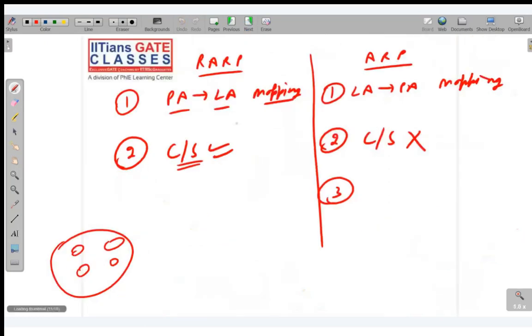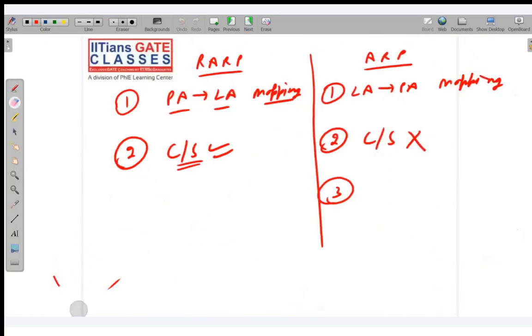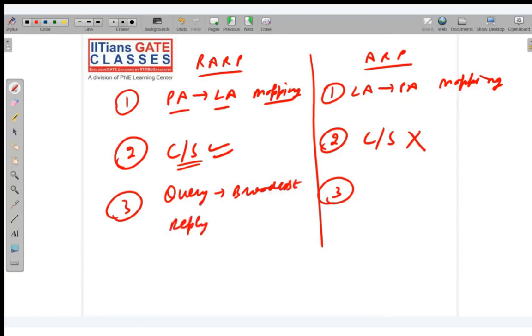Same thing. Okay, let me write it. The next, third point, is not a difference kind of thing. On subnetting I will come back to it in one or two minutes. So RARP query broadcast, reply unicast. Okay, so the same is the case in ARP.